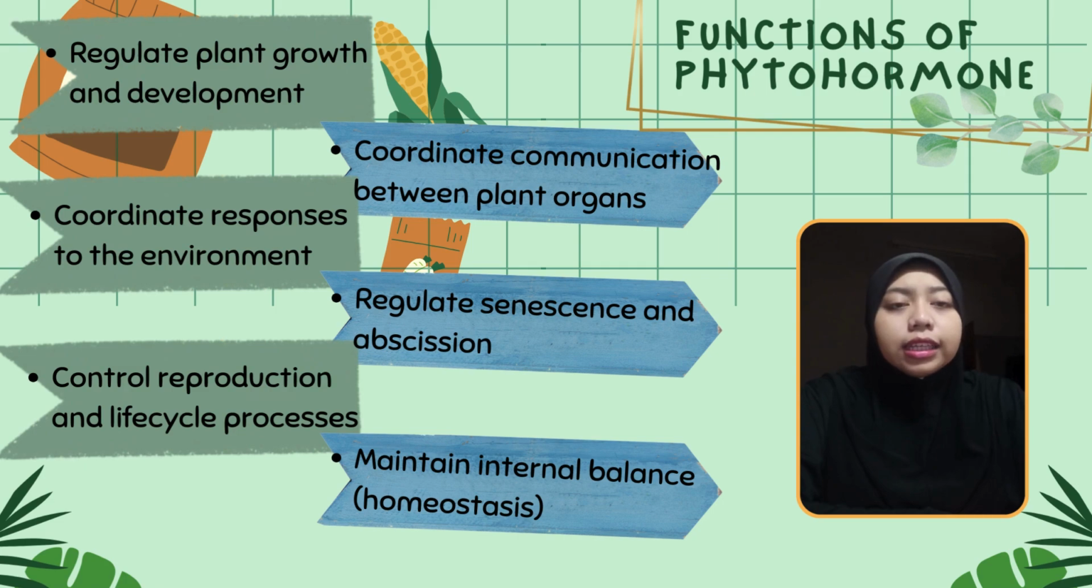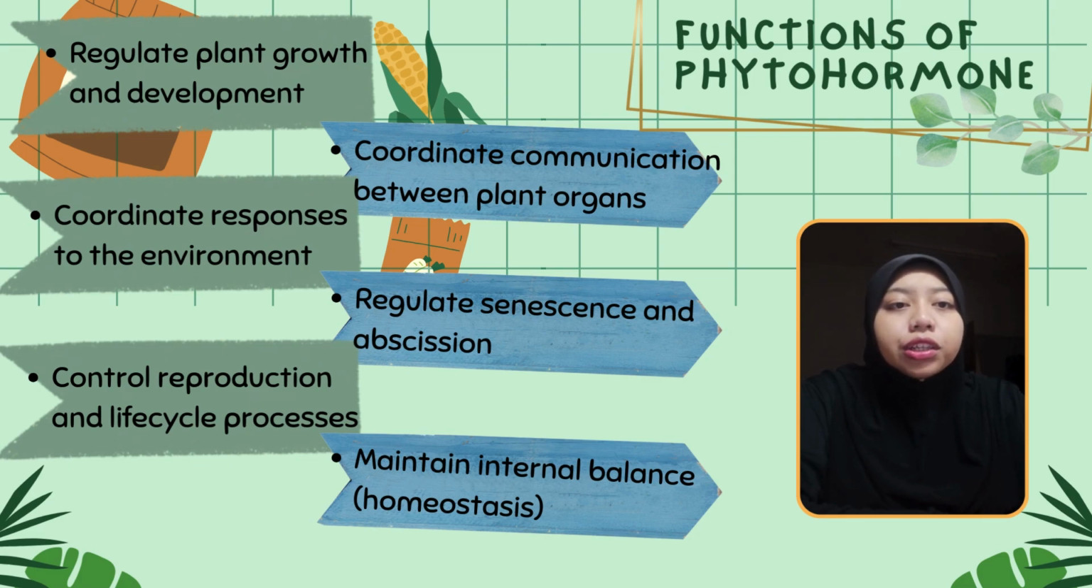Secondly, it can coordinate responses to environmental change. Plants cannot move, so phytohormones help them adapt to their surroundings. When a plant senses change in light, gravity, water availability, temperature, or physical injury, phytohormones trigger the appropriate response. For example, some hormones help plants bend toward light, conserve water during drought, or strengthen tissue against damage or pathogens.